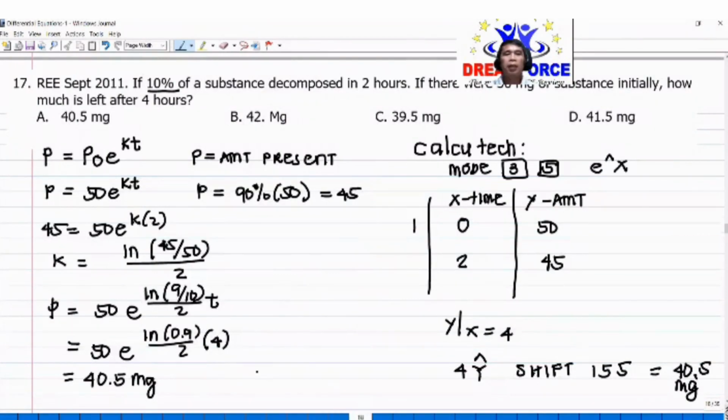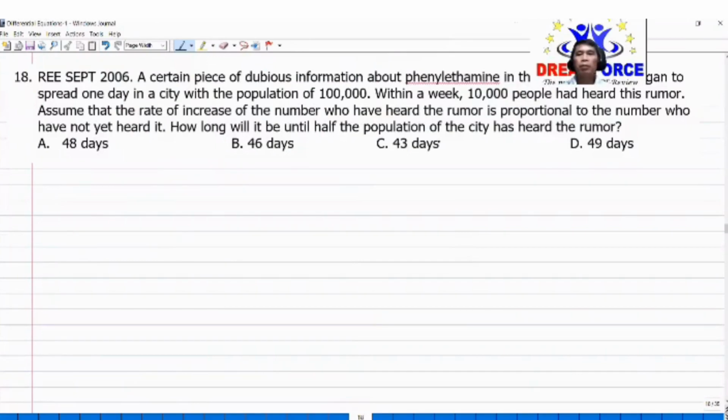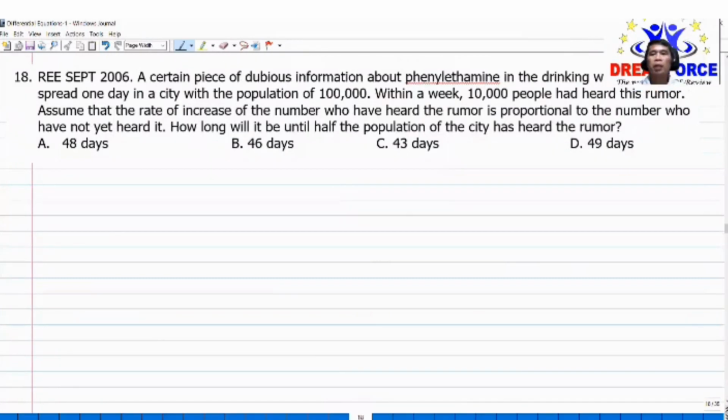Okay, number 18. A certain piece of dubious information about phenylethamine in the drinking water began to spread one day in a city with a population of 100,000. Within a week, 10,000 people had heard this rumor. Assume that the rate of increase of the number who have heard the rumor is proportional to the number who have not yet heard it. How long will it be until half the population of the city has heard the rumor?